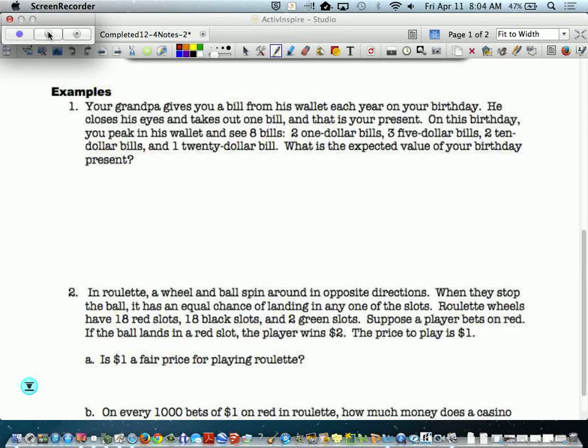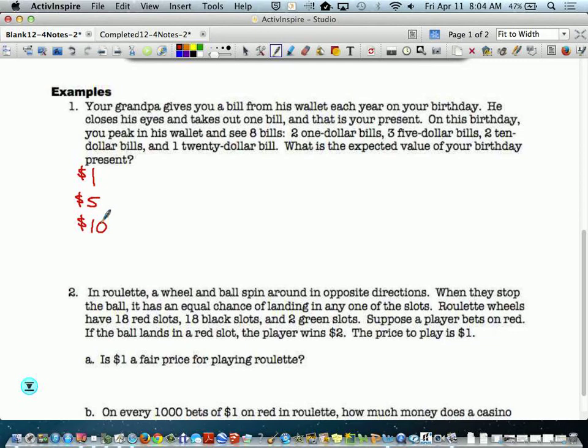So I could win $1, right? I could get a $5 bill. I could get a $10 bill. And I could get a $20 bill. So then what we're going to do is multiply by the probability. So what's the probability that I get a $1 bill? 2 $1 bills, so that's times 2 over 8.